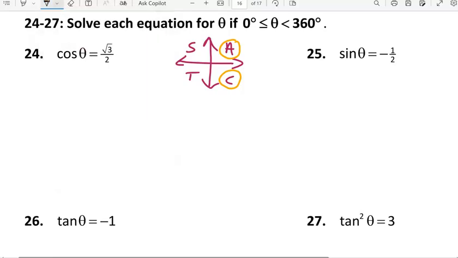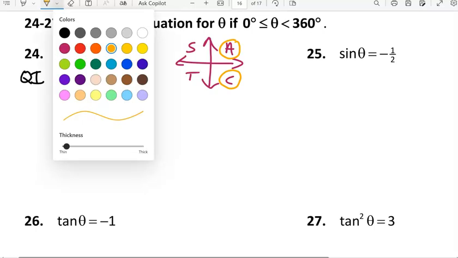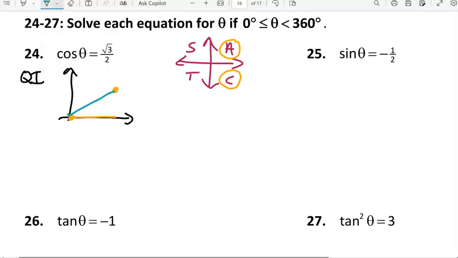So in quadrant 1, we can draw a picture of the angle, and if cosine is the square root of 3 over 2, when we draw the reference triangle, if this is theta, square root of 3 is our adjacent, and 2 is the hypotenuse. That's going to be a 30, 60, 90 triangle, and so opposite the 1 is our theta value. That's going to be a theta of 30 degrees.